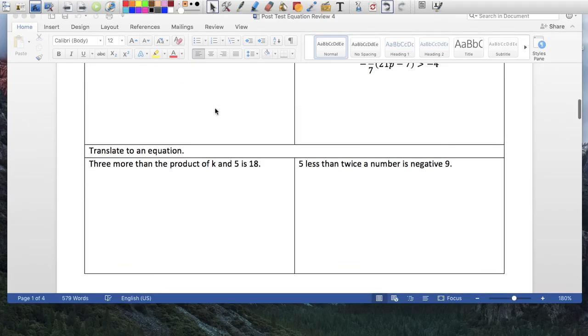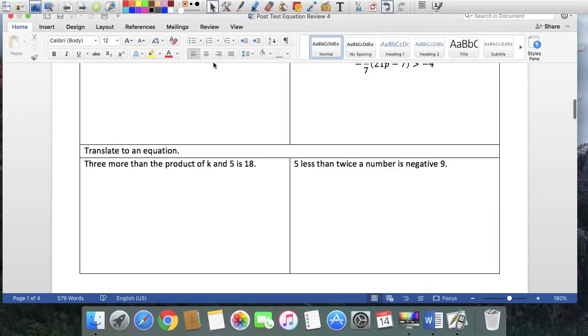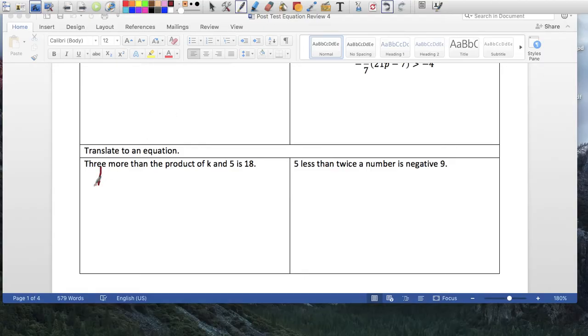Yes. Translate to an equation. So 3 is just 3. More than means addition. Product means times. So times who? Two things are being multiplied, 5 and k. So I'm going to write 5k equals 18. So just clean that up. That would be the nicer version.